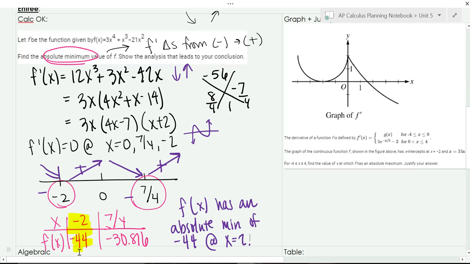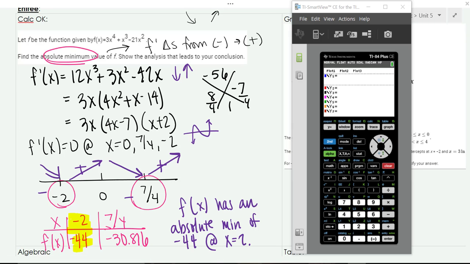And remember, if we wanted to check that as well, we have our candidates, so you could pull up that calculator and I could just go in here and say, okay, I know I want 3x to the 4th. It's always nice to figure out these little calculator cheats. So x cubed minus 21x squared. And what we can do is we can come in here to this graph. Let's do a little zoom 6.